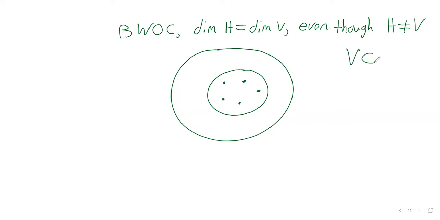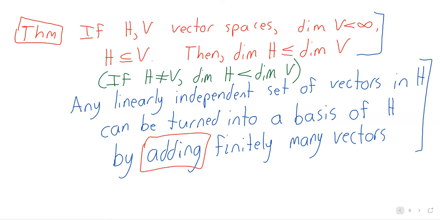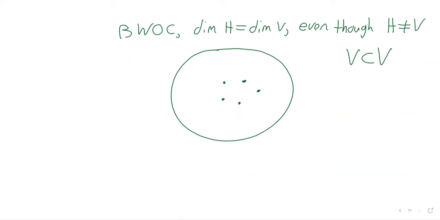Okay, well, V is a subspace of V. So I'm going to just erase H, and I'm going to say, well, V is a subspace of V. According to this theorem, V is finite dimensional, so any linearly independent set of vectors in V can be turned into a basis of V by adding finitely many vectors. Well, now you've instantly got a problem, because if you're going to turn this into a basis of V by adding vectors, suddenly V has more than five vectors as a basis. So in fact, the dimension of V was bigger than the dimension of H.